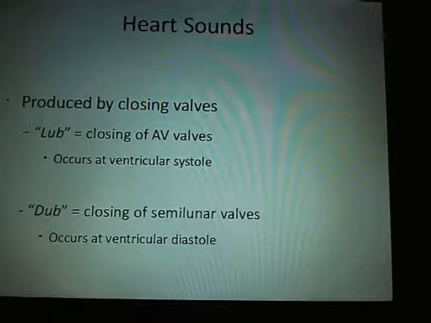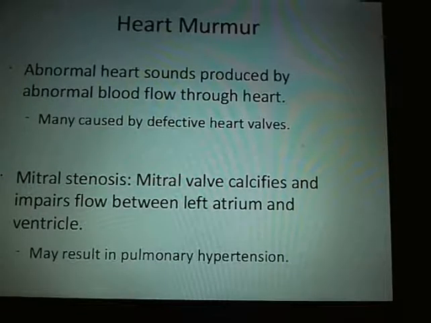But the lub is the closing of the atrioventricular valves. The dub is then the closing of the semilunar valves after the ventricles have contracted and pushed the blood out into the aorta. A heart murmur. Abnormal heart sounds are produced by abnormal blood flow through the heart, and generally it's because of defective heart valves.